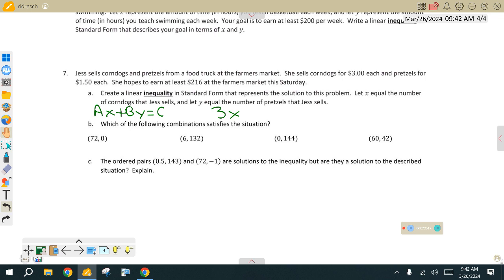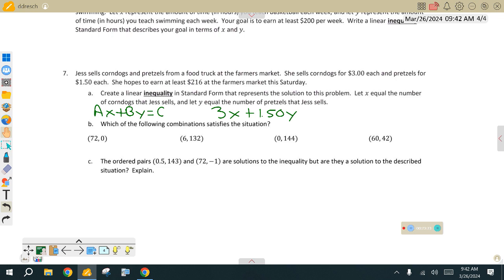Is she selling anything else? Plus, how much on pretzels? About $1.50 times y, right? Is she selling anything else? If she's selling bottles of water or lemonade or anything like that, we would put a plus 2z, something like that. If she's selling something else, plus another variable. If she's selling funnel cakes, plus another variable, 5a. That's how basic businesses work.